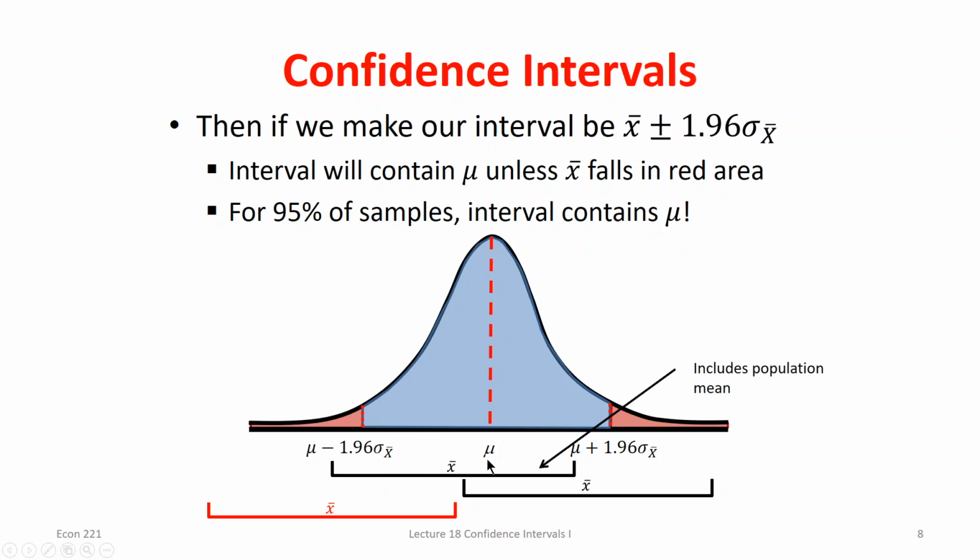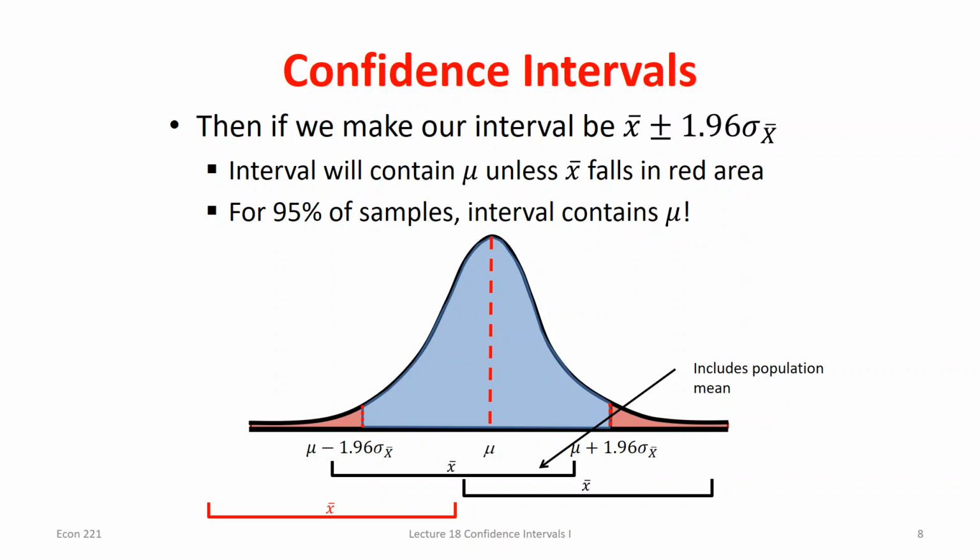If I did this for any value within this blue area, if I see any sample mean in this area and I then build a lower and upper bound, constructing a confidence interval around it, it will always include that population mean. The only sample means where my confidence interval doesn't include the population mean are those more than 1.96 standard deviations below or more than 1.96 standard deviations above the true mean. But I know that's a relatively low probability.